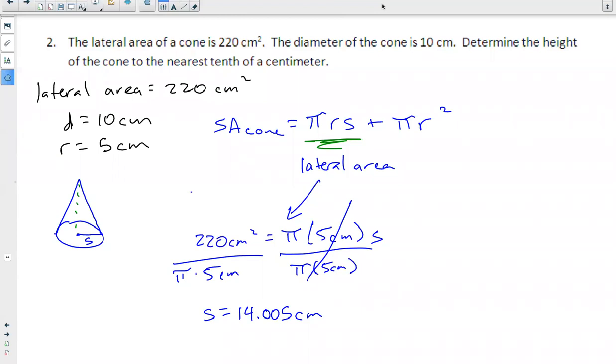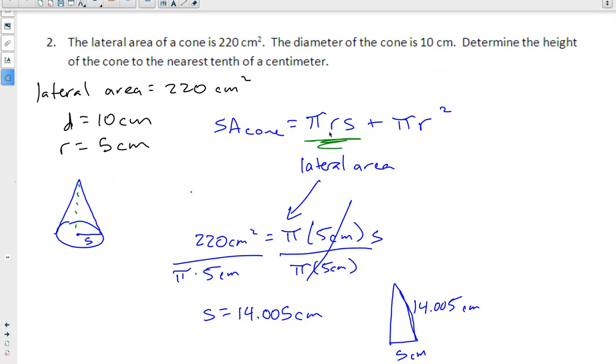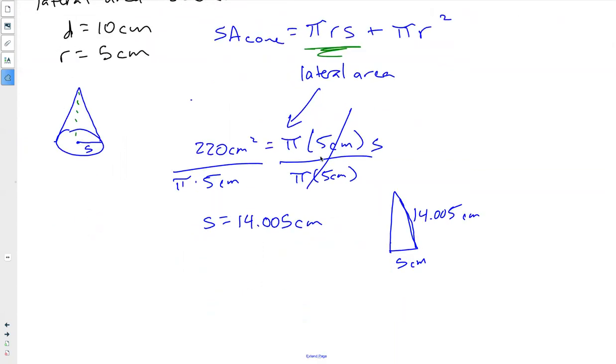Now we need to find the actual height, right? So this is 14.005 centimeters. We know our radius is 5 centimeters as well. And now we're looking for our height. Okay, this is a right angle triangle. So because it's a right angle triangle, we can use the Pythagorean theorem. A squared plus B squared is C squared. So this is going to be A, this is going to be B, this is C. Okay, C is always across from the right angle.